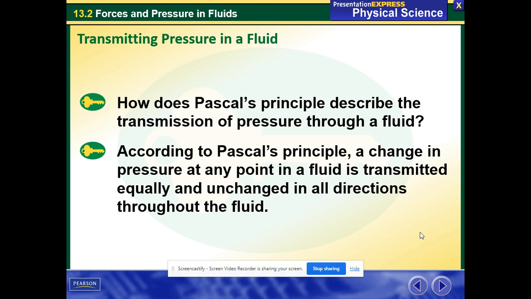This one is a key question, so please make sure you start in your notes. The question states, how does Pascal's principle describe the transmission of pressure through a fluid? First, we need to understand, what does transmission mean? Transmission means just how does it flow, or how is it passed through a fluid? Well, according to Pascal's principle, a change in pressure at any point within a fluid is transmitted, or it is going to move through a fluid equally and in all directions.